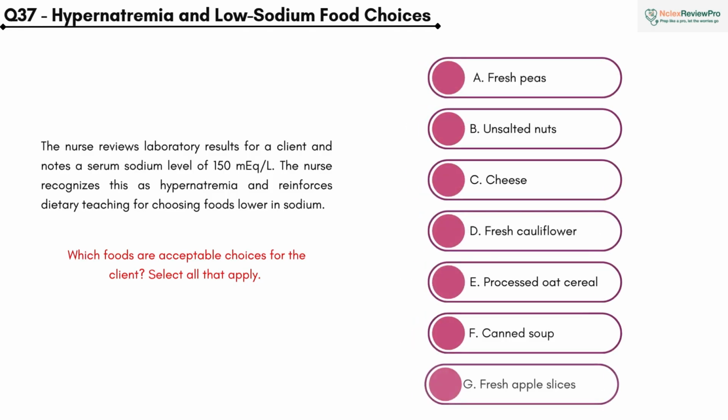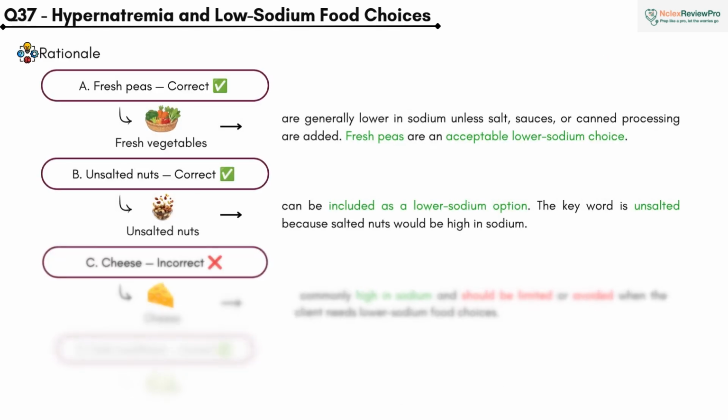The options are Option A, fresh peas. Option B, unsalted nuts. Option C, cheese. Option D, fresh cauliflower. Option E, processed oat cereal. Option F, canned soup. Option G, fresh apple slices. Take a moment and think about your answer. The correct answers are Option A, Option B, Option D, and Option G. All right, let's look at the rationale.